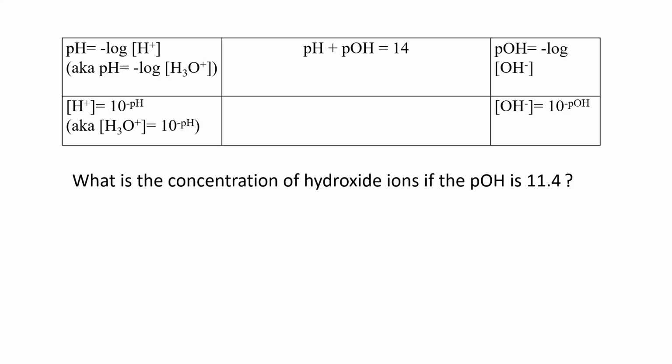Now they want to know what the concentration of hydroxide ions is if the pOH is 11.4. So if given pOH, we can calculate that concentration by doing 10 to the negative pOH. So 10 caret key, negative 11.4, and we get 3.98 times 10 to the negative 12.